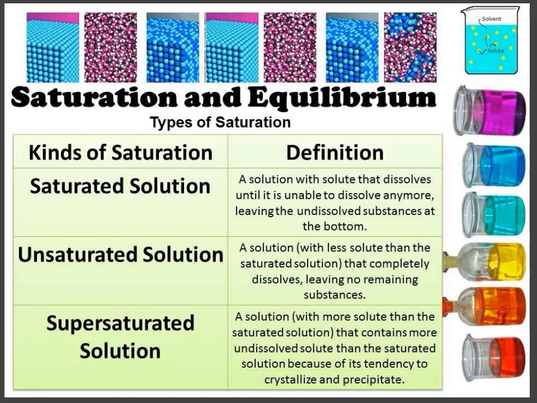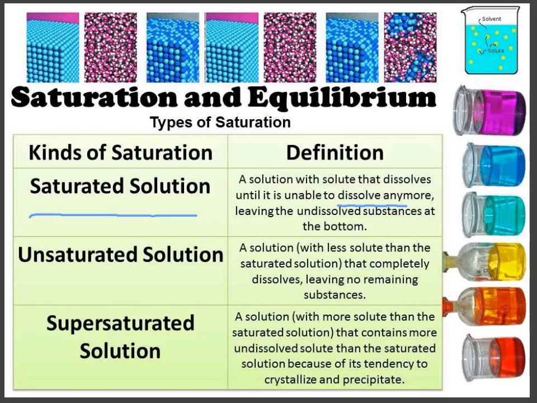There are three different types of solution. The kinds of saturation for the case of solutions are as follows. We have a saturated solution, which is a type of solution with solute that dissolves until it is unable to dissolve anymore, leaving the undissolved substances at the bottom part. So there are still a few particles which are not dissolved.